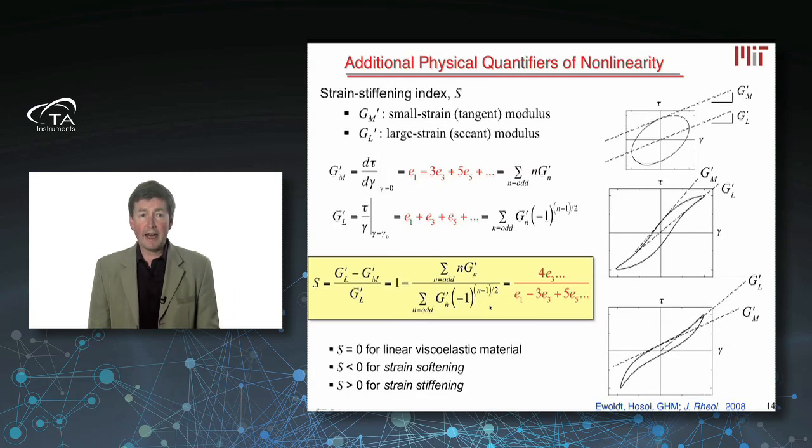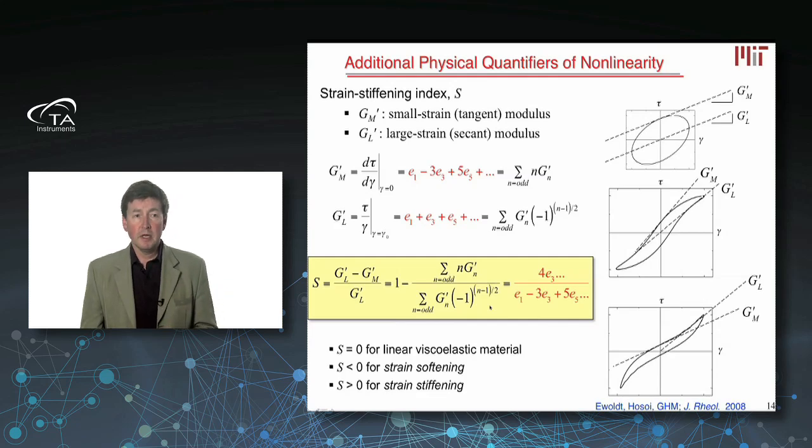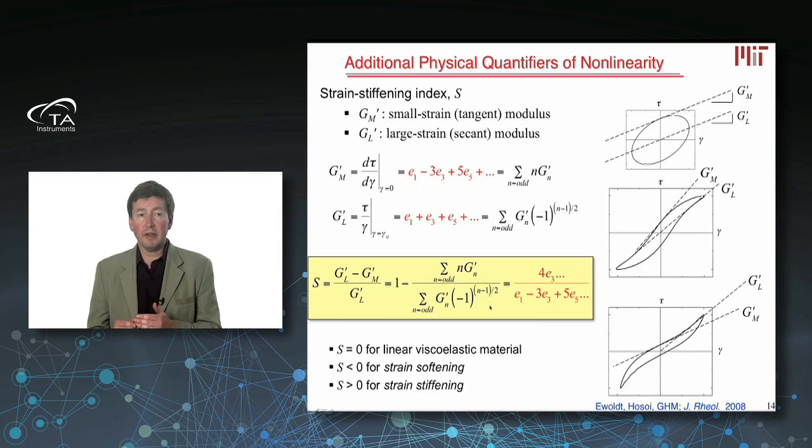Those are directly connected to the Chebyshev polynomial coefficients. They're not new definitions. Particularly G primed M, you can see, is just a sum, as shown in red here, of the first coefficient minus 3 times the third plus 5 times the fifth, and so on. The large strain modulus, which remember is the secant, so it's the stress divided by the strain, is nothing but the sum of the first plus the third plus the fifth. So it's a very simple way. If you've got these all in the computer, you just add them all up, and that gives you the large strain modulus of the material.